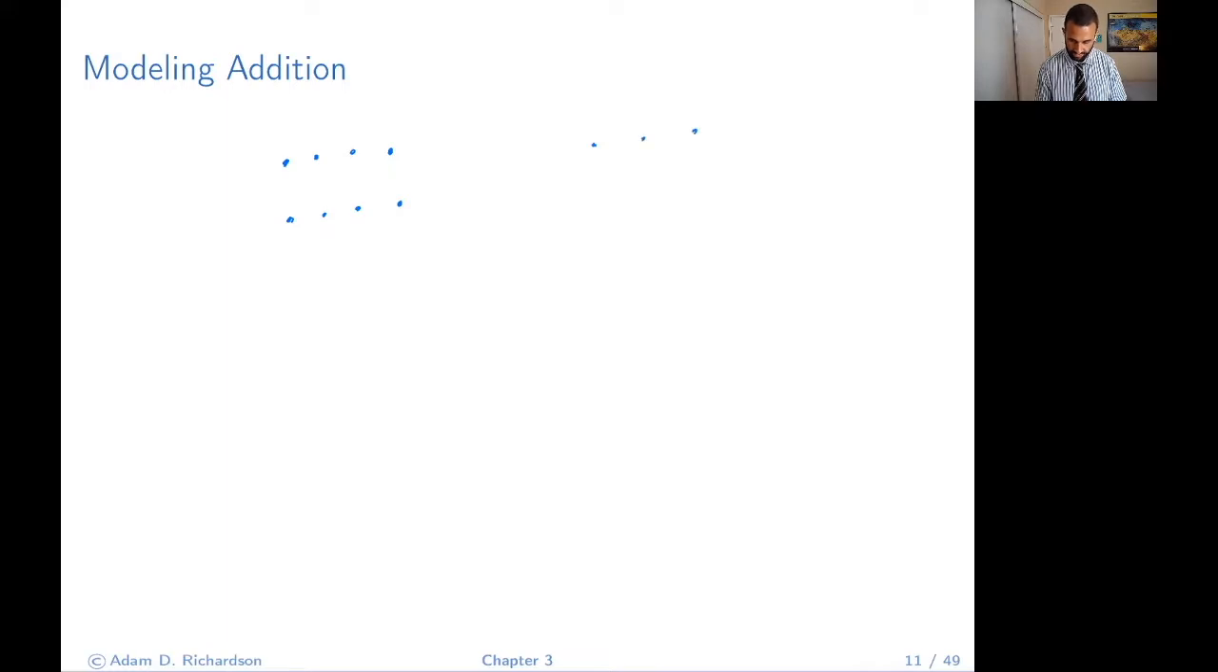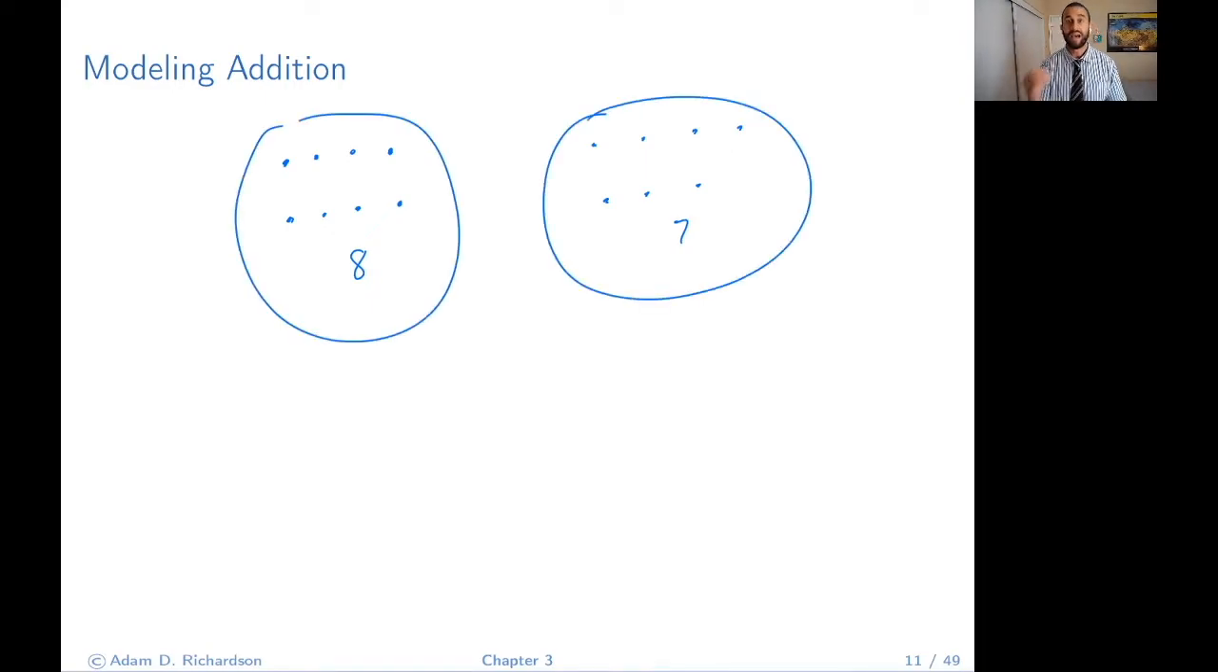Here we go. Okay, and I might even say this. This is the quantity 8, and this is the quantity 7. Notice I'm just representing those quantities in two different ways. But the addition part comes from me taking this quantity and adding them together.